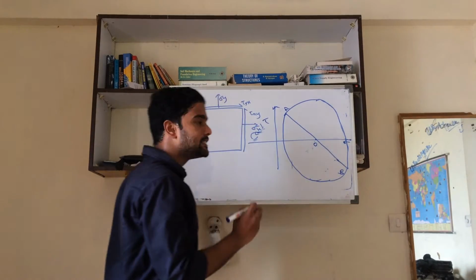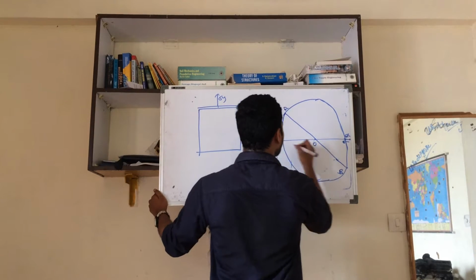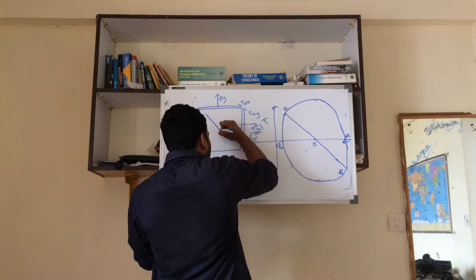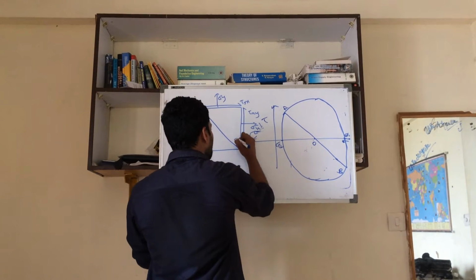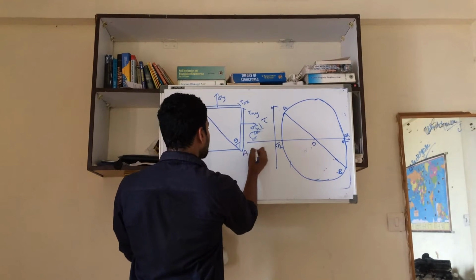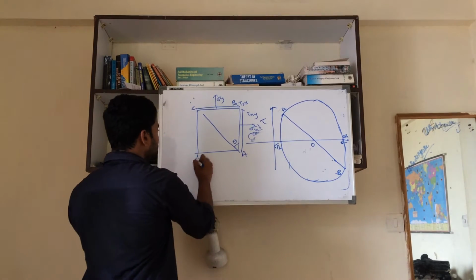Draw a circle. This is the required Mohr circle. From this, you will get this as sigma P1 and sigma P2. If you want to calculate stresses on any angle theta, let us see. First let me say this is A, this is B, this is C, this is D.